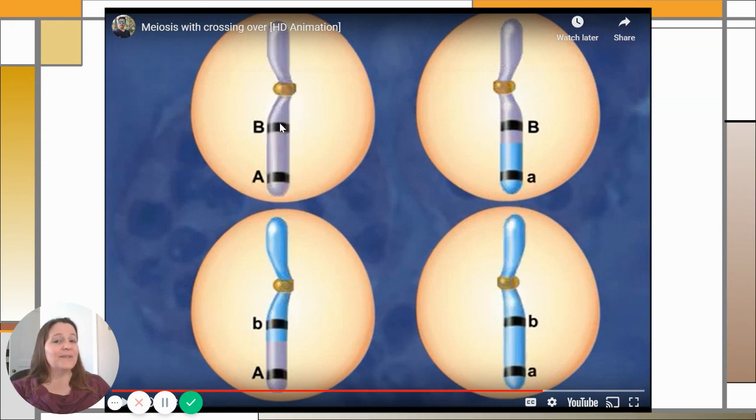Now this example is using just one chromosome. How many pairs do you have? 23. So that means that crossing over occurred with 23 different chromosomes, all getting a completely random and unique mix-up of genes from your mom and your dad. It's kind of crazy, huh?